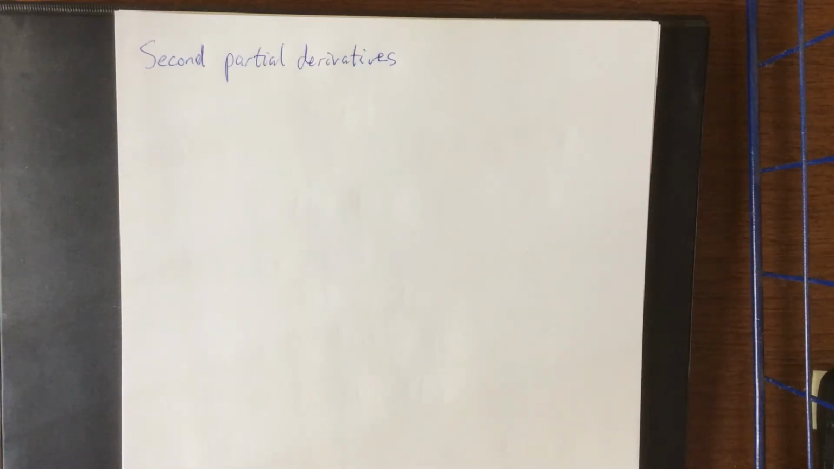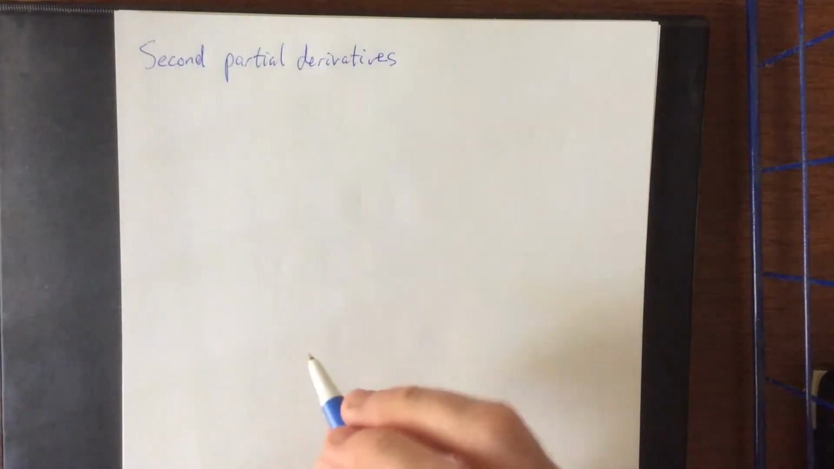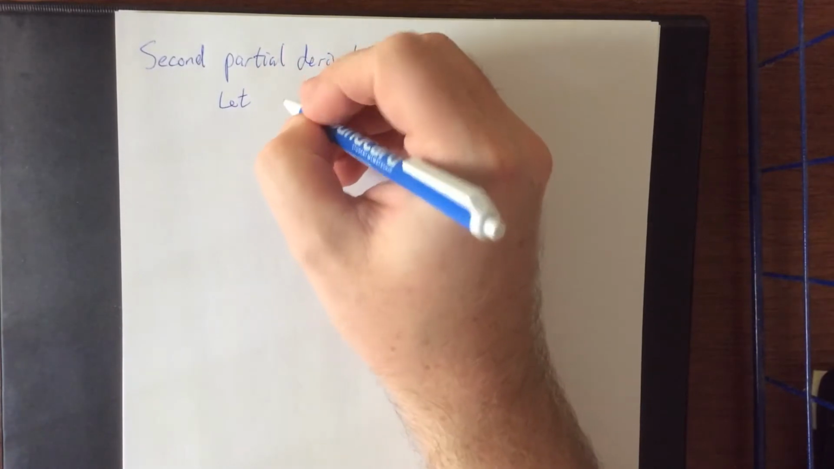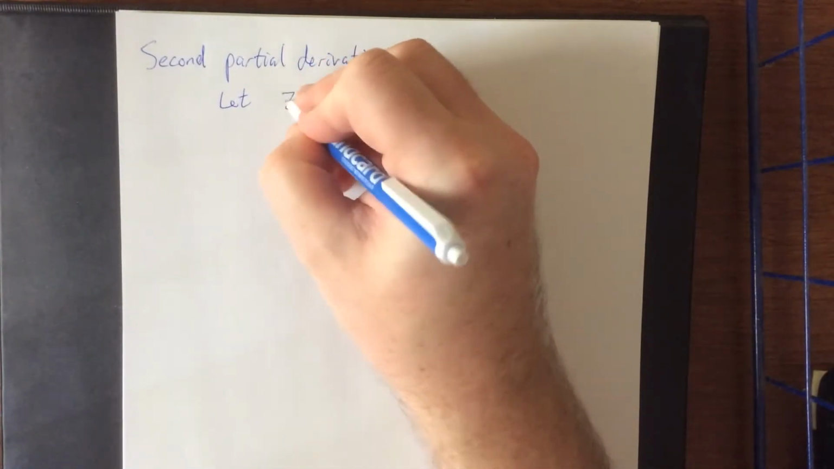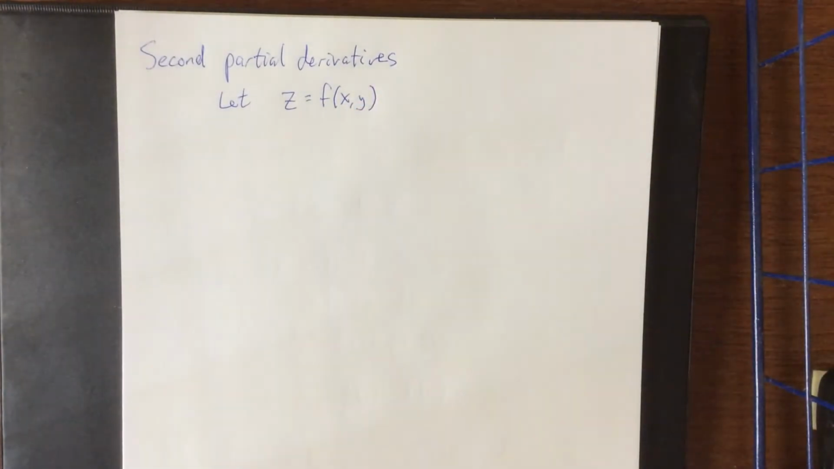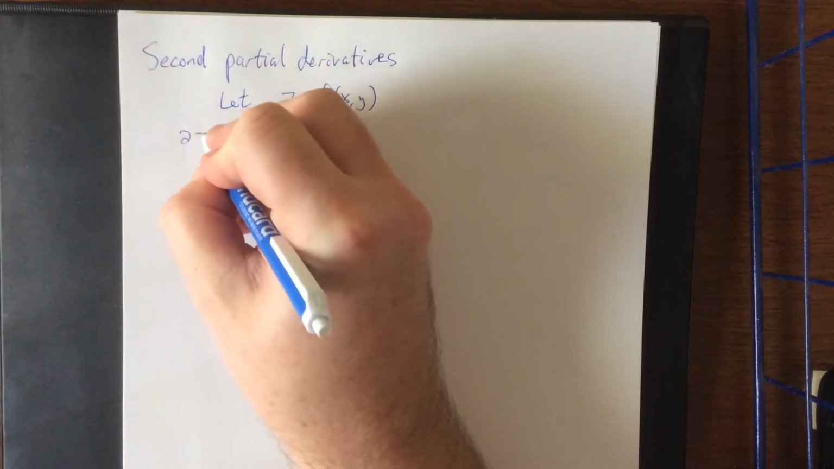Next up, we're going to talk about some second partial derivatives. We're going to be talking specifically about the case of a function of two variables. So what we're going to do is let z be a function of both x and y. The first partial derivatives would be notated in one of the two following fashions.